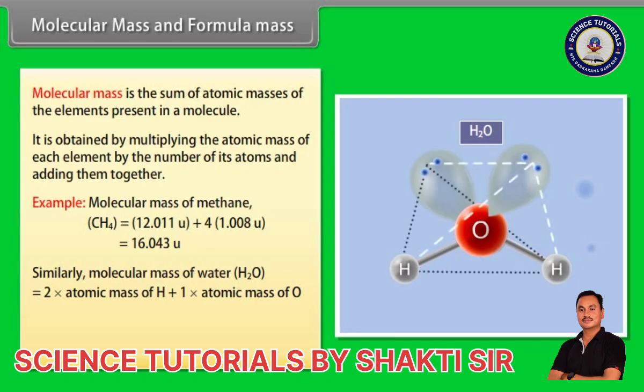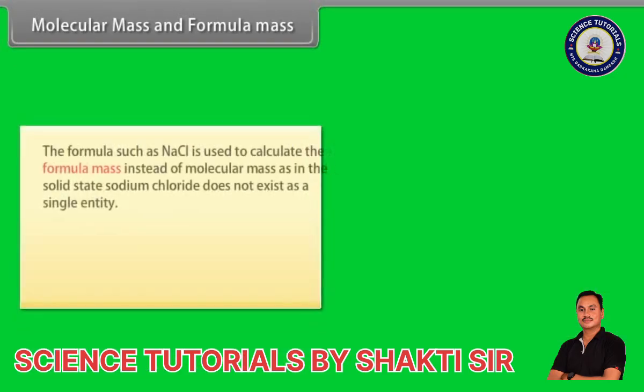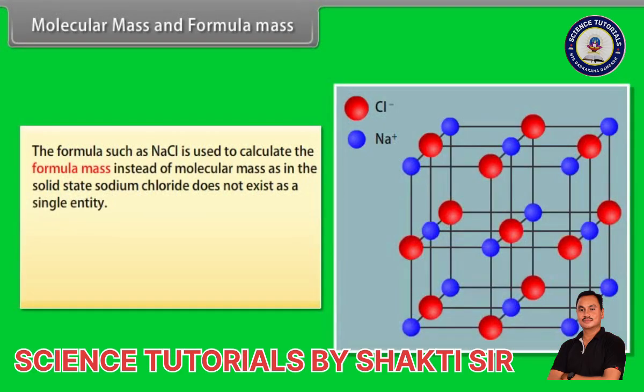Similarly, molecular mass of water, H2O, is equal to 2 × atomic mass of H plus 1 × atomic mass of O, which is equal to 2 × 1.008 u plus 16.00 u, which is equal to 18.02 u.